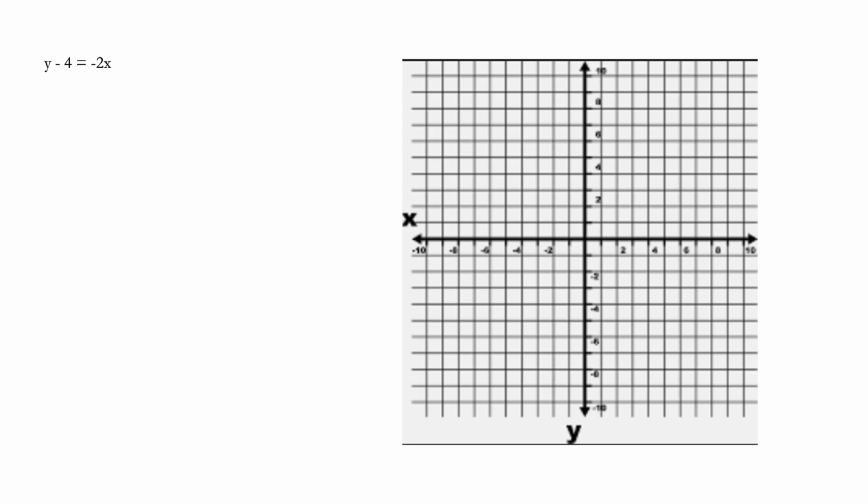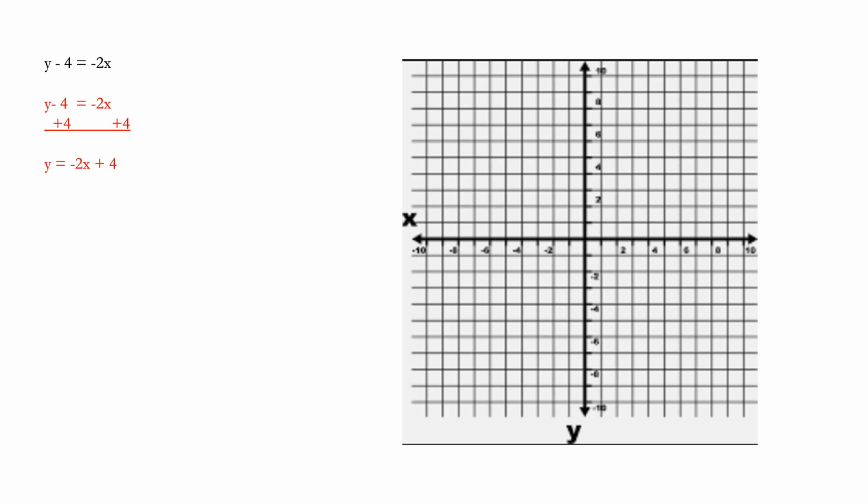Okay, so here's my first equation. This is not in y equals form. This does not say y equals. It says y minus 4 equals. So as we learned with literal equations, I have to get y all by itself. So I add 4 to both sides. And that gives me the line y equals -2x plus 4.